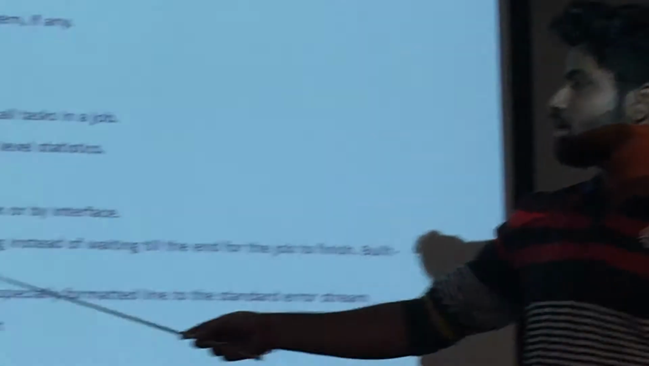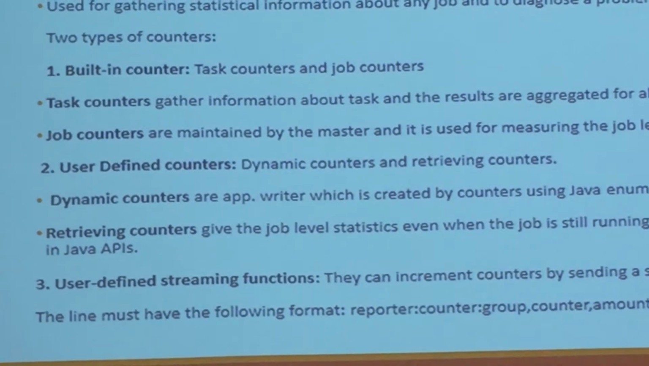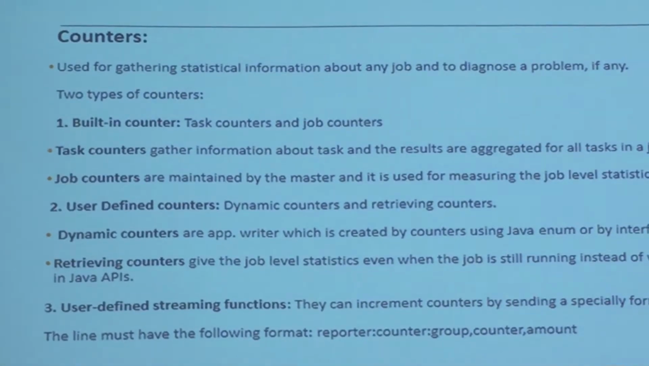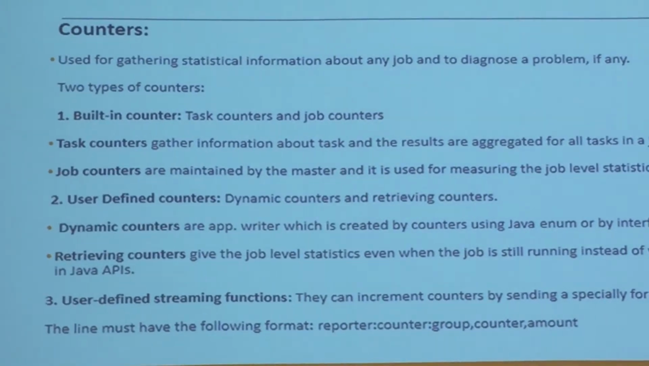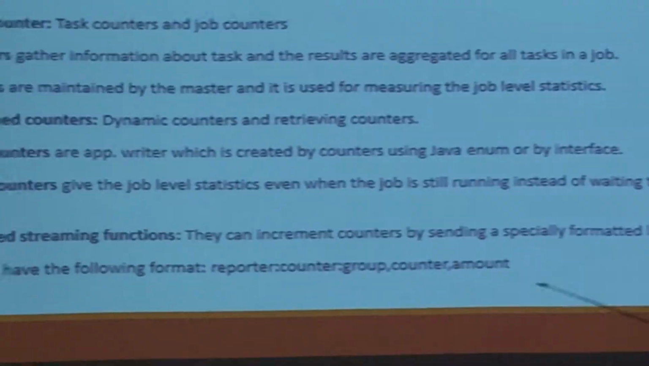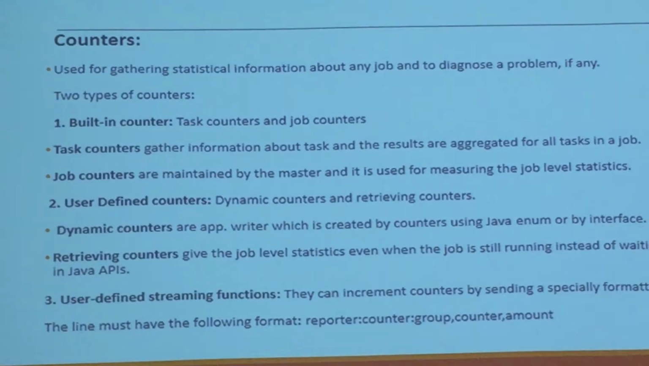Retrieving counters is one of the classes of counters which gives statistical information about the job while it is running, whereas other counters only give information about the job when the job is finished. But retrieving counters give information about the job even when the job is running. So it is dynamic. The third is user-defined streaming functions. They can increment counters by sending a specially formatted line to the standard error stream.